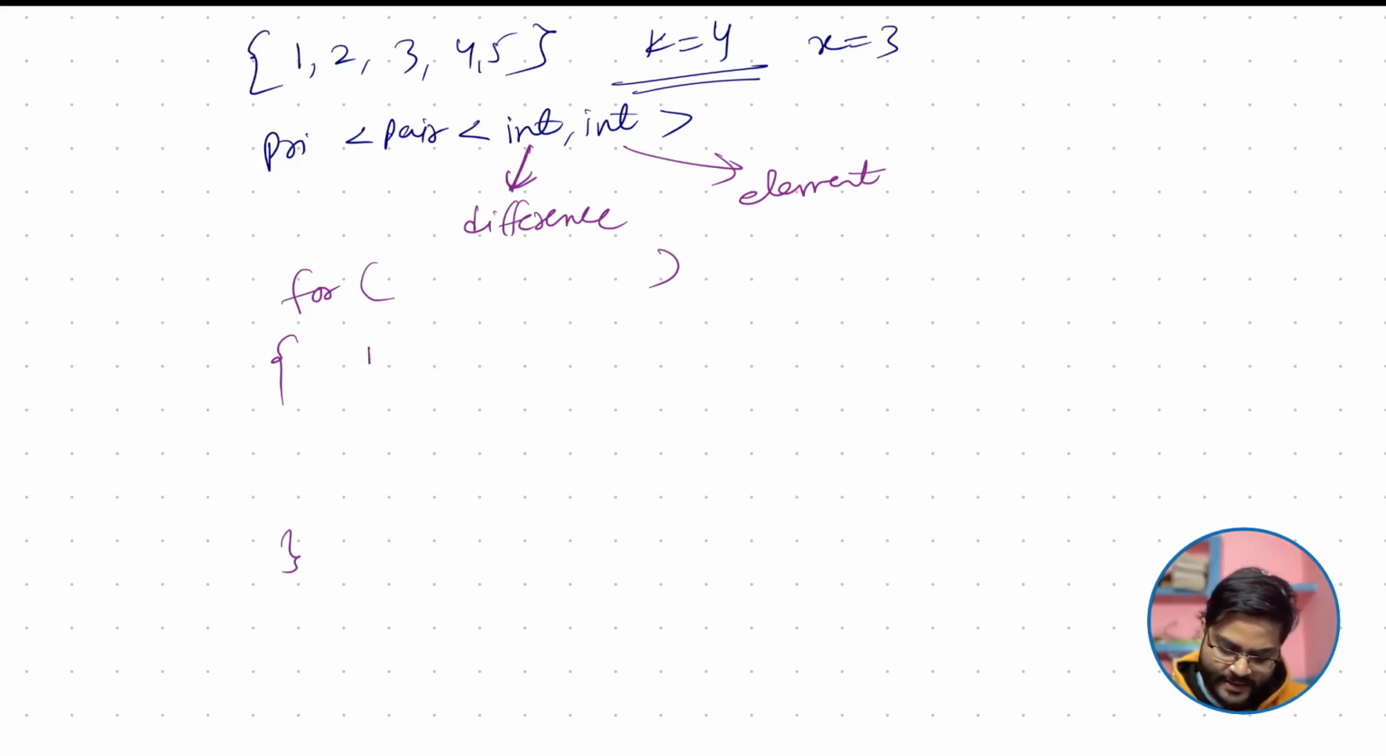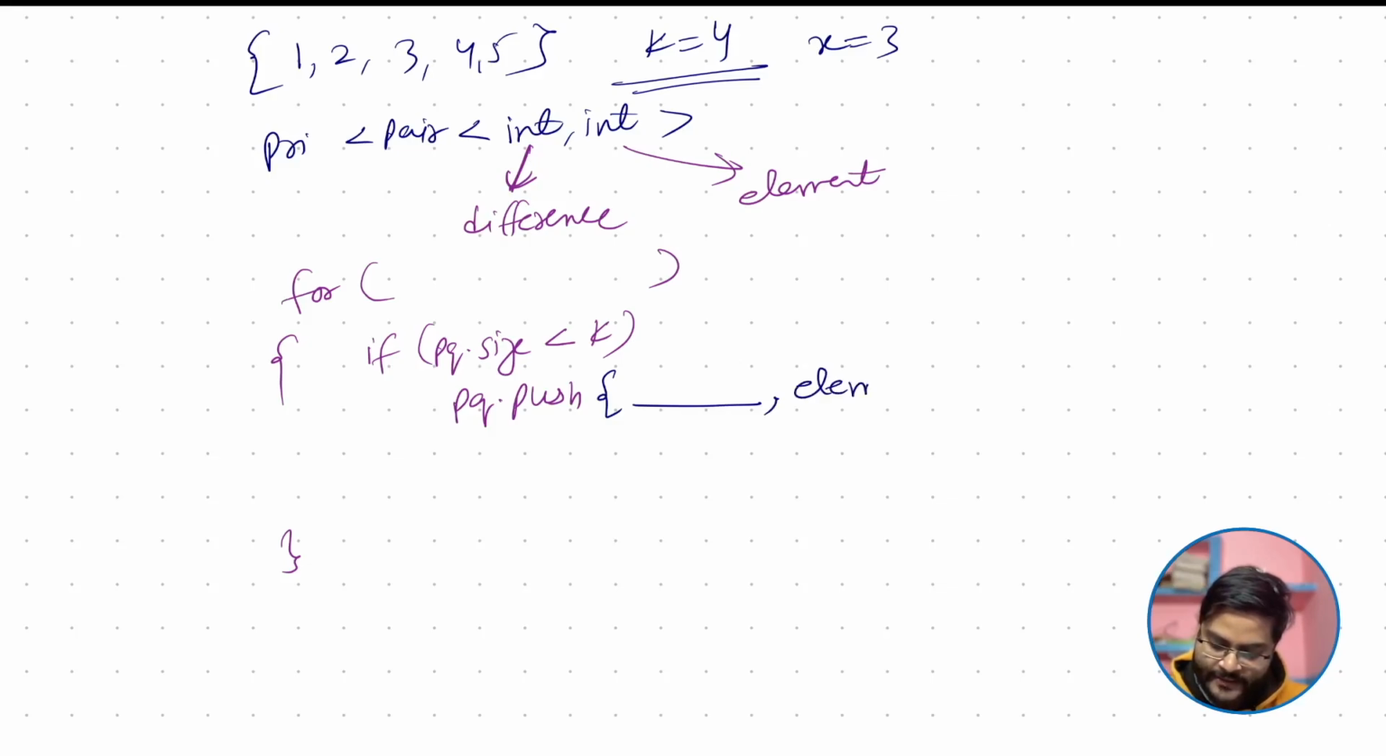We know the conditions, same conditions every time. If pq dot size is less than k, then we can do pq dot push of difference and element, like this.